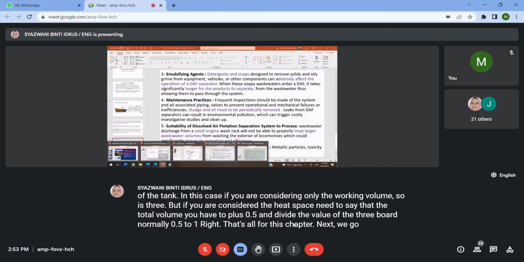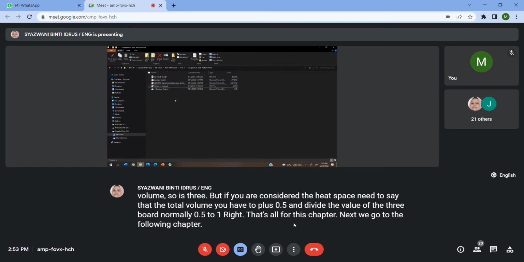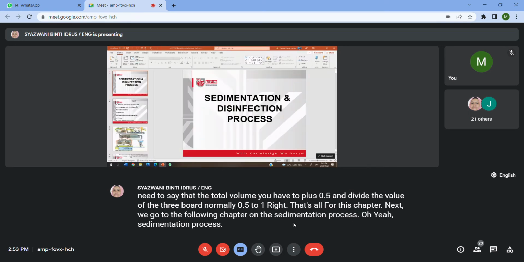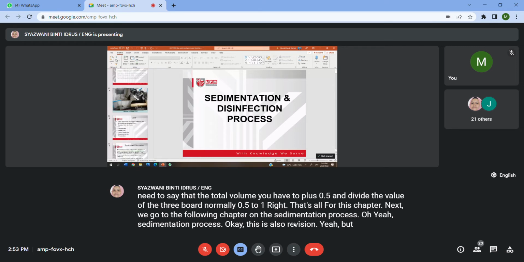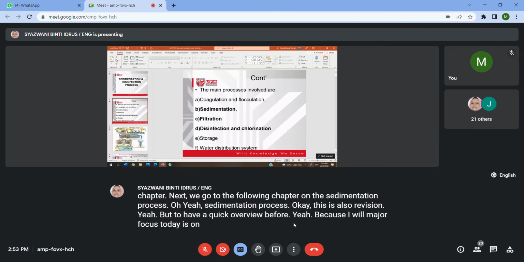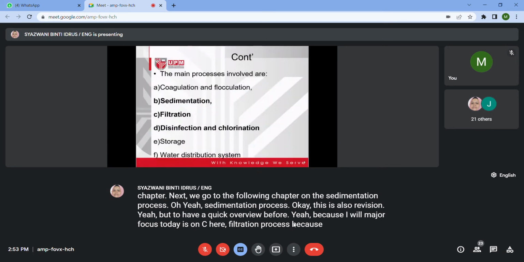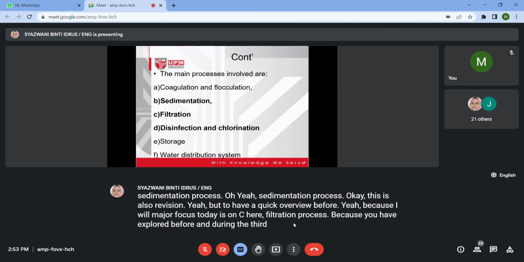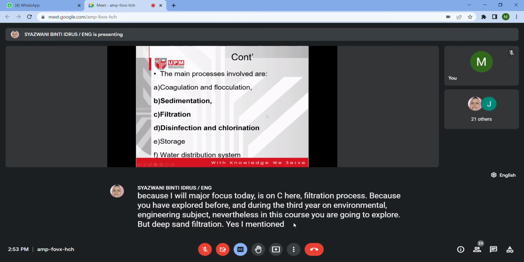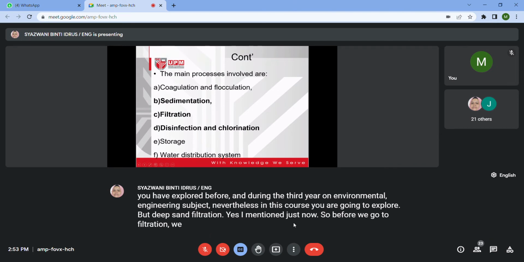Next, we go to the following chapter, on the sedimentation process. This is also revision, but to have a quick overview, because our major focus today is on the filtration process, which you have explored before, during third year in the environmental engineering subject. Nevertheless, in this course you are going to explore deep sand filtration, as I mentioned just now. So before we go to filtration, we have to study a little bit on the sedimentation process.